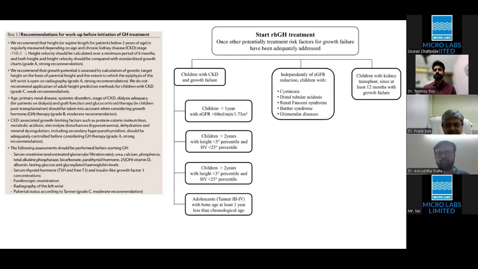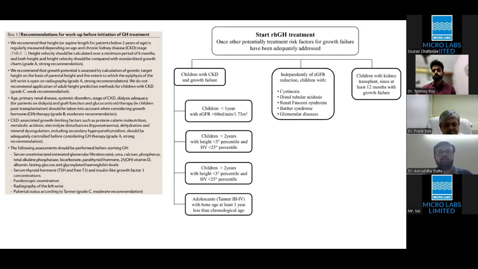Whenever we are planning to initiate growth hormone therapy, there has to be some baseline workup. First of all, the underlying correctable factors need to be corrected, that is, the metabolic parameters. Then you have to compare the height velocity over a period of at least 6 months. And then you have to identify whether the patient has growth failure, that the height is below the third percentile and the height velocity is below the 25th percentile.